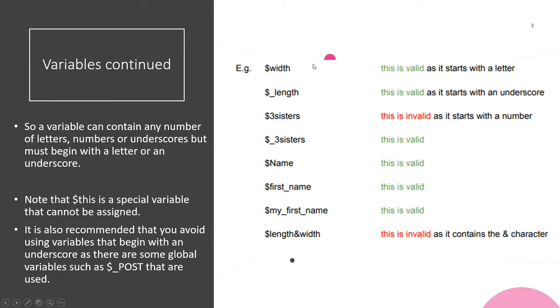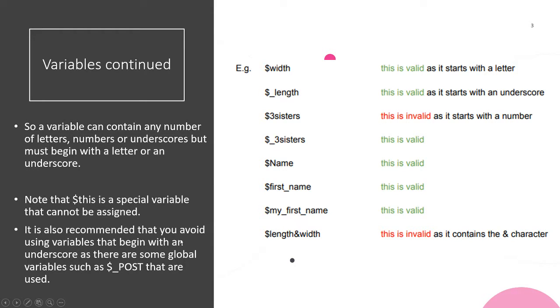For example, this one is invalid because the underscore is followed by a number. This one is fine, this one's fine, this one's fine, this one's fine. This one is a tricky one because you wouldn't necessarily spot something wrong with it, but it's the character here. You can't have a special character within the variable name. Note that some variable names, such as $this, are special and you cannot assign any information to them.